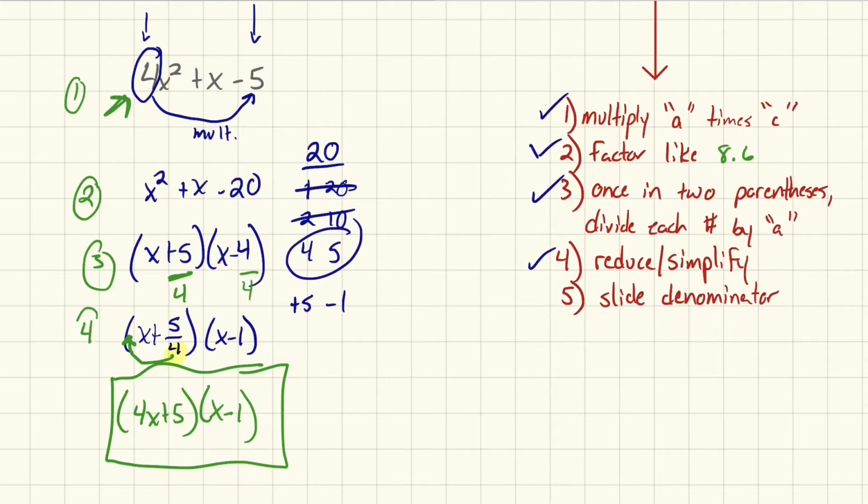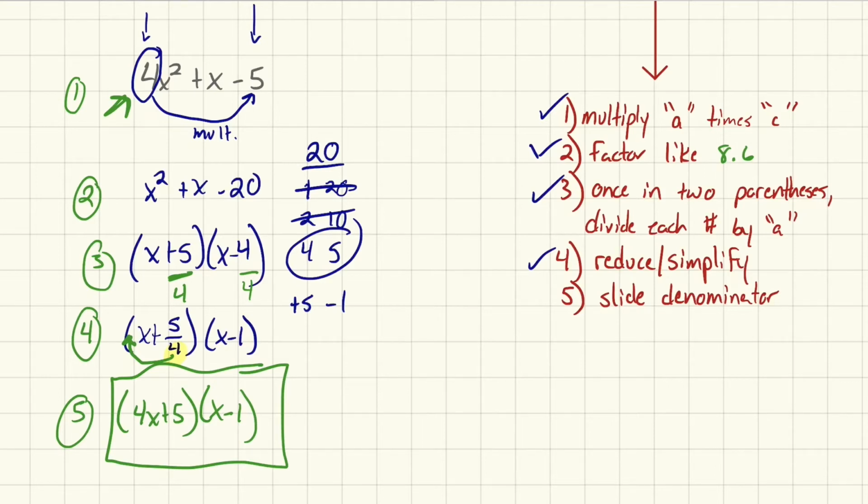Step number 4, we looked at reducing, but we can't reduce 5 over 4. That's in lowest terms. We were able to simplify 4 divided by 4 into 1. So we did that in step 4. And then in step 5, we slid the denominator to get our final answer.